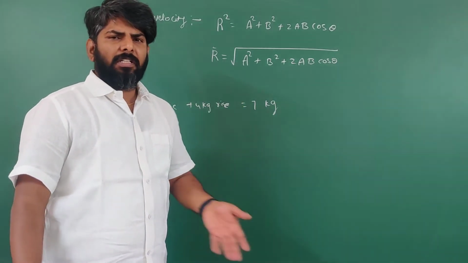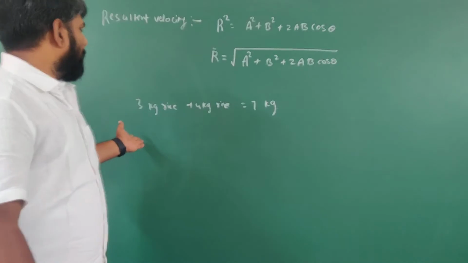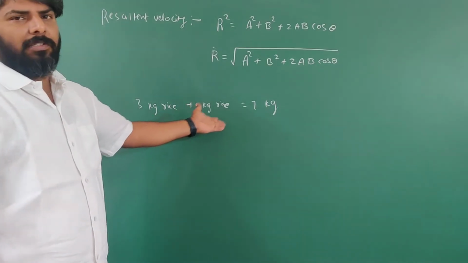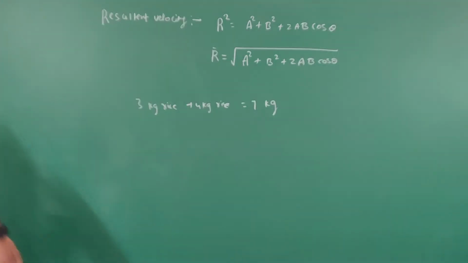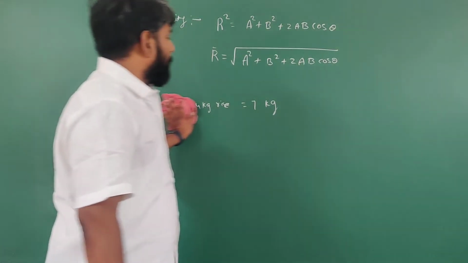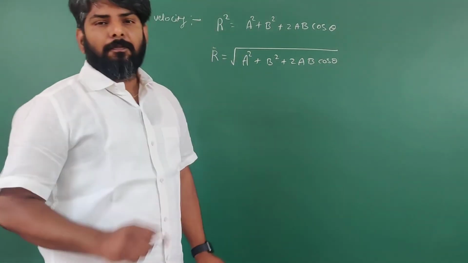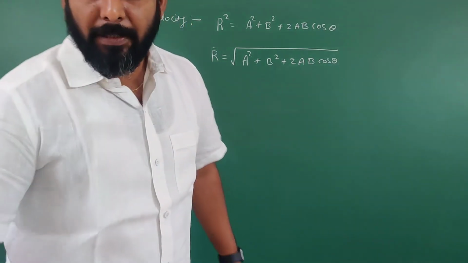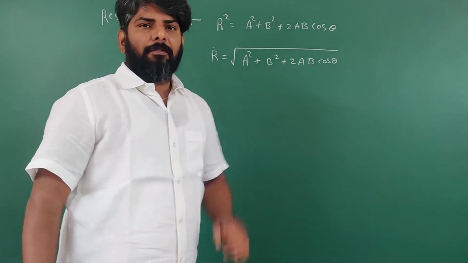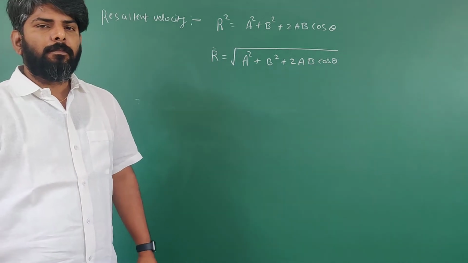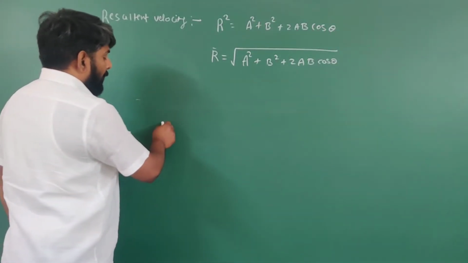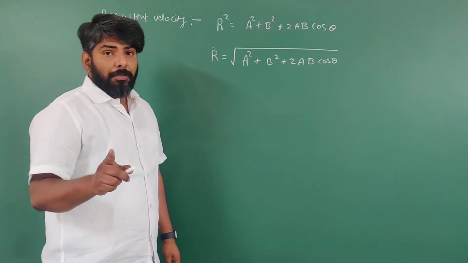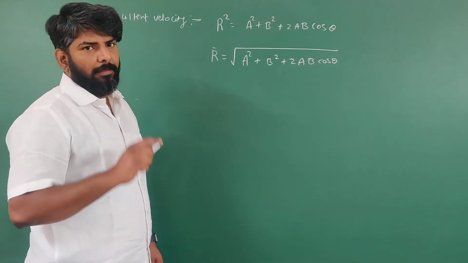Adding scalar quantities is very easy. 3 kg rice and 4 kg rice, total 7 kg rice. You got the answer. But the same thing is not applicable in case of vectors. Not at all possible, because observe here very carefully. A vector must have both magnitude and also direction.